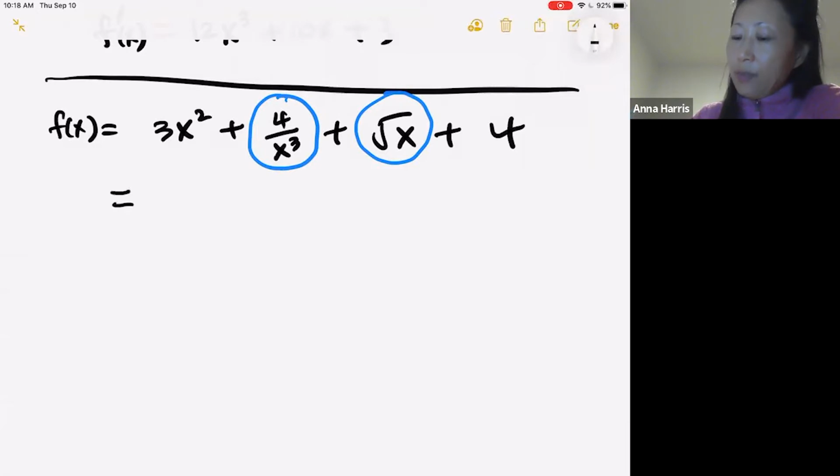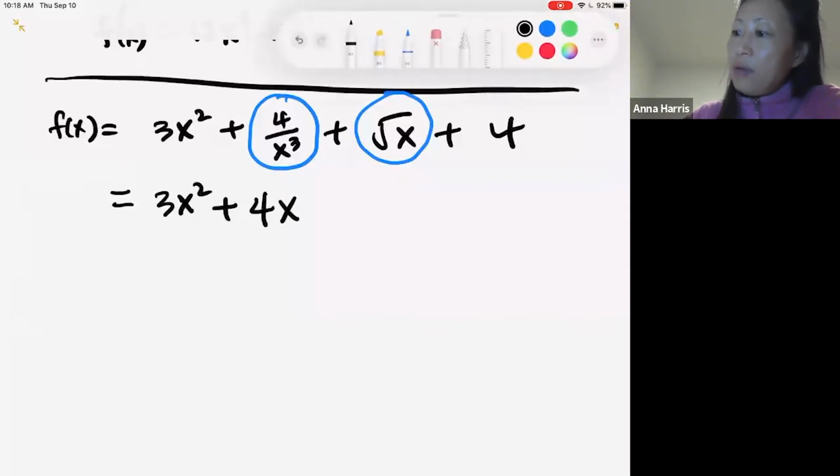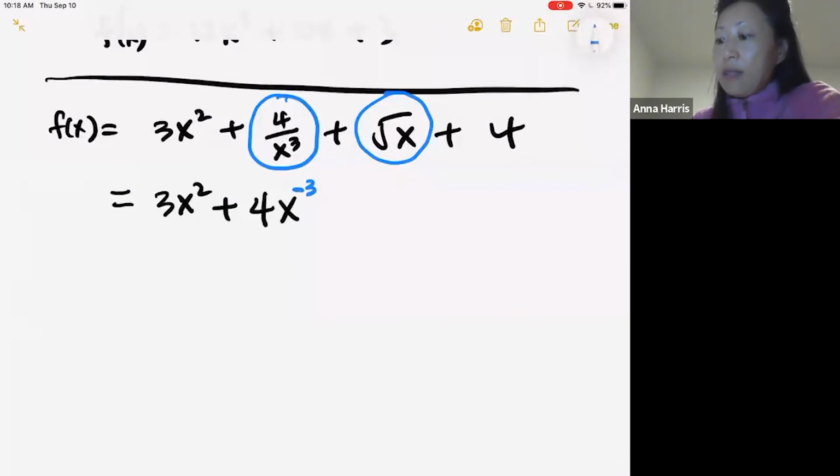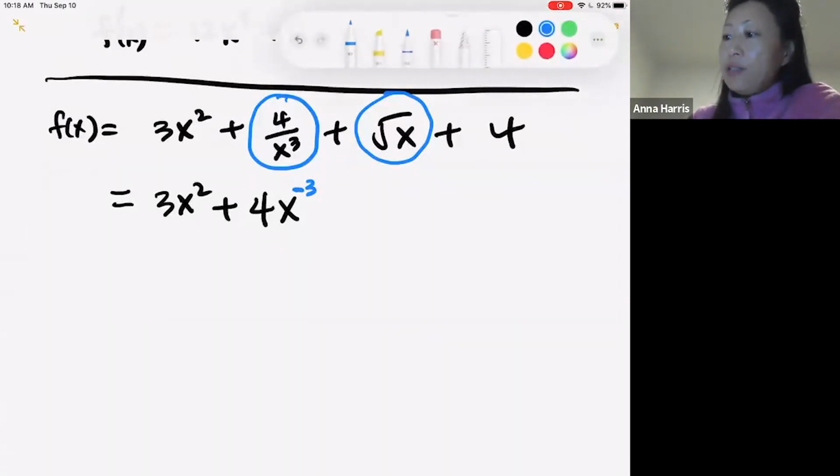I'm gonna rewrite this problem, 3x squared plus, I'm gonna write down as 4x to the, somebody tell me what power do I need to put? I'm rewriting 4 over x to the third. I wanna rewrite it as just x to some power. Since x to the third is in the denominator, I'm moving it into the numerator, they become a what? -3. All right, let's do the next one.